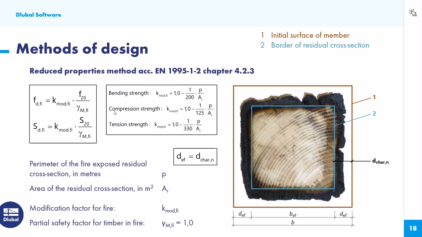And this depends on the different strengths for bending, compression, tension, and that's why it maybe makes it a bit harder for us, since we always have to fulfill the global design for all design checks. So there is nothing listed for shear, and there's nothing listed for compression perpendicular to the grain. So maybe we need to find a solution to also introduce this reduced properties method, and I already have ideas for it.